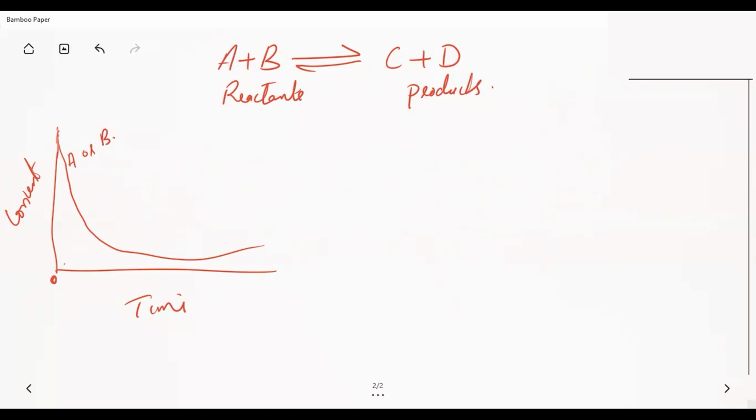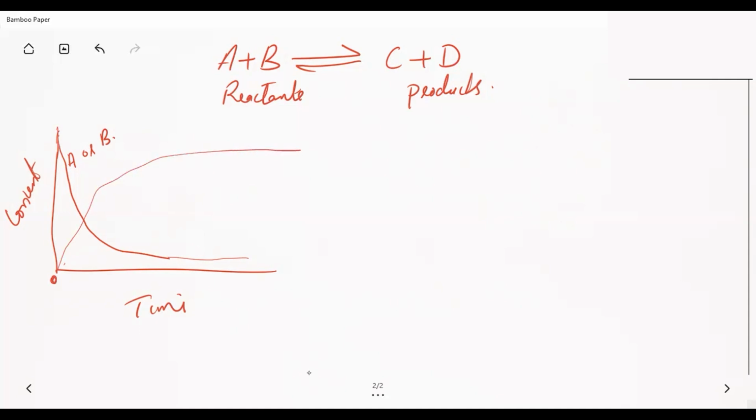And what is happening to C and D? Initially their concentration was very low, in fact 0. No C and D were there initially. And when the reaction proceeds, C and D start forming.